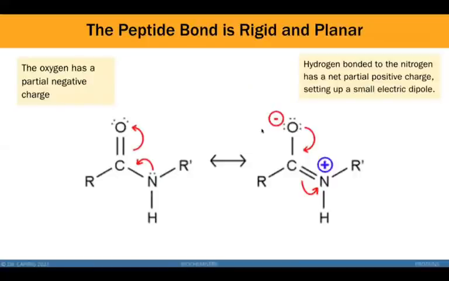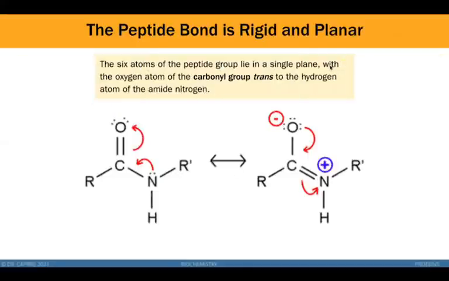It's because of the partial double bond characteristic of the peptide bond. So the oxygen has a partially negative charge, and the hydrogen bonded to the nitrogen has a net partial positive charge, setting up a small electric dipole. Okay, and what happens is that the six atoms of the peptide group lie in a single plane, with the oxygen atom of the carbonyl group trans to the hydrogen atom of the amide nitrogen.